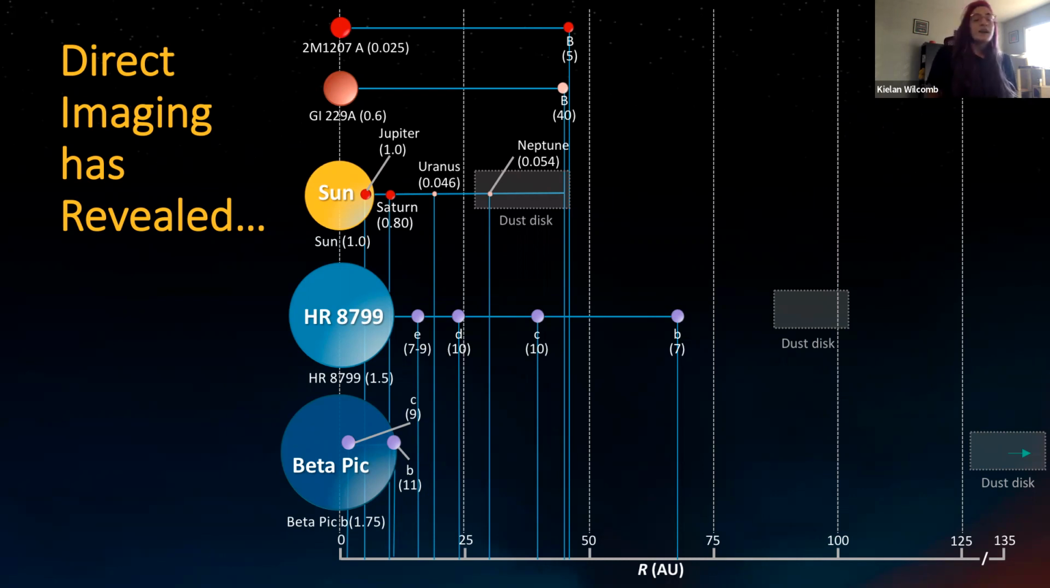This slide shows many famously imaged exoplanet systems compared to our own solar system, except for Beta Pic c, that was RV discovered, but I threw it in there anyways. So how are these objects formed? There are two main formation pathways.